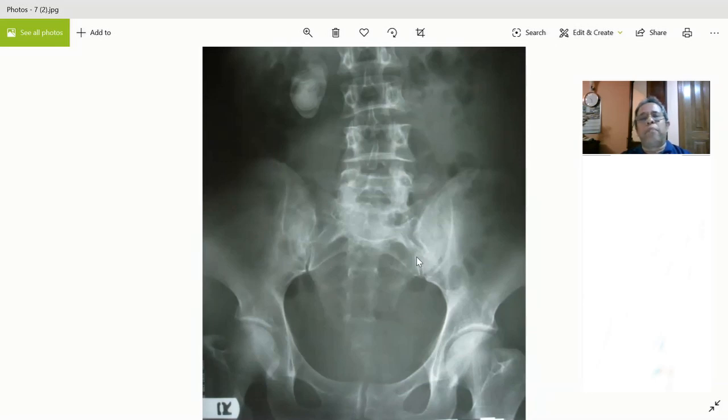So we can believe that that is the plain X-ray film in the KUB region. It is the KUB region. For that reason, I say it is KUB because the diaphragm is not visualized here. The lower part of the chest is not visualized here. They are mainly focused on the pelvis and the lower part of the abdomen. For that reason, it is a plain X-ray KUB region.